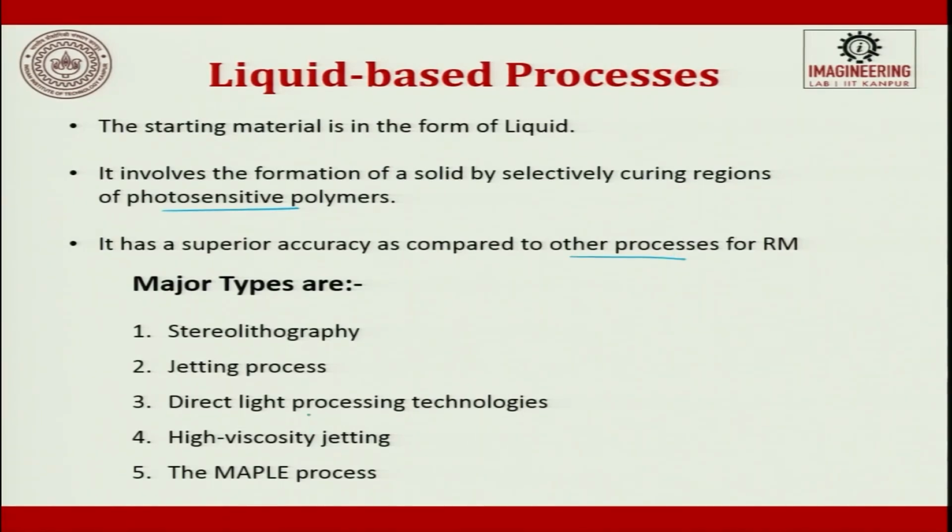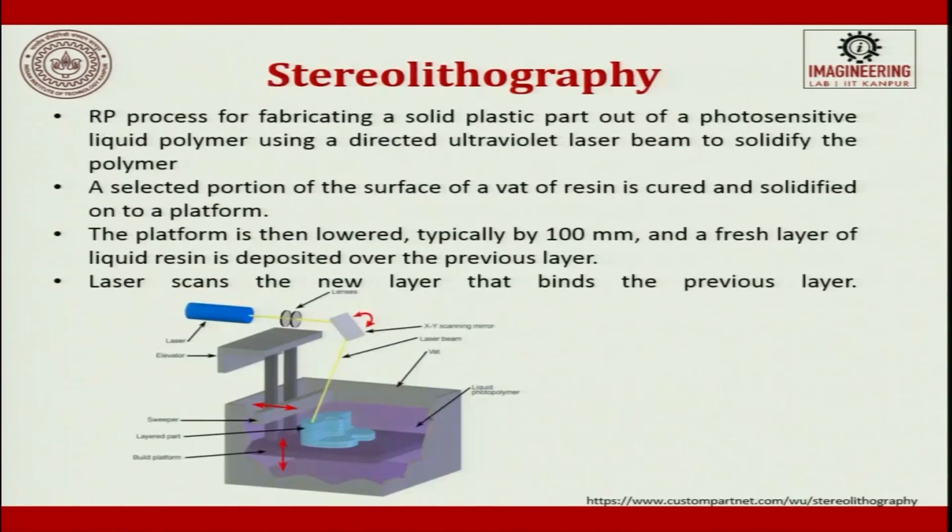The major processes which come under this category are stereolithography, jet processing, and the DLP process, direct light processing technology, which is now becoming very popular. Then we have high viscosity jet, then the Maple process. This is what the stereolithography process is all about.